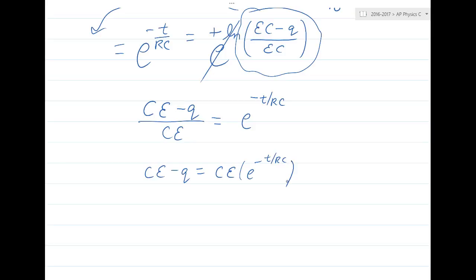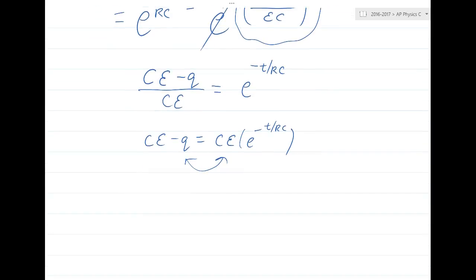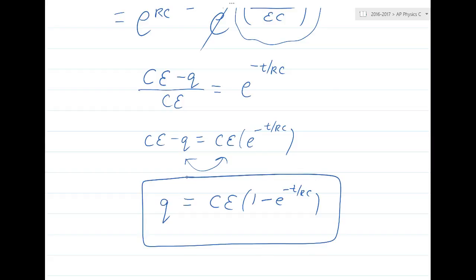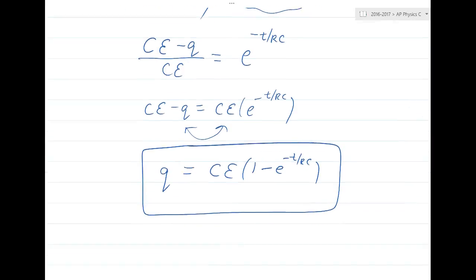Okay, and then I'm just going to swap these two terms, and I'm going to write the Q on the left side. So I will have Q is equal to CE, and then it's actually going to be 1 minus e to the minus t over RC, and pause and convince yourself that this is the case. And this is going to be my charge as a function of time.